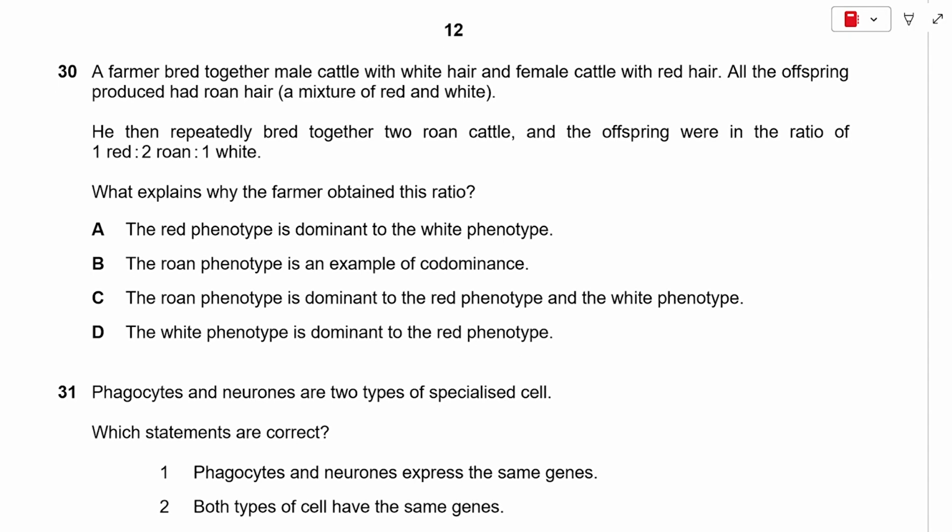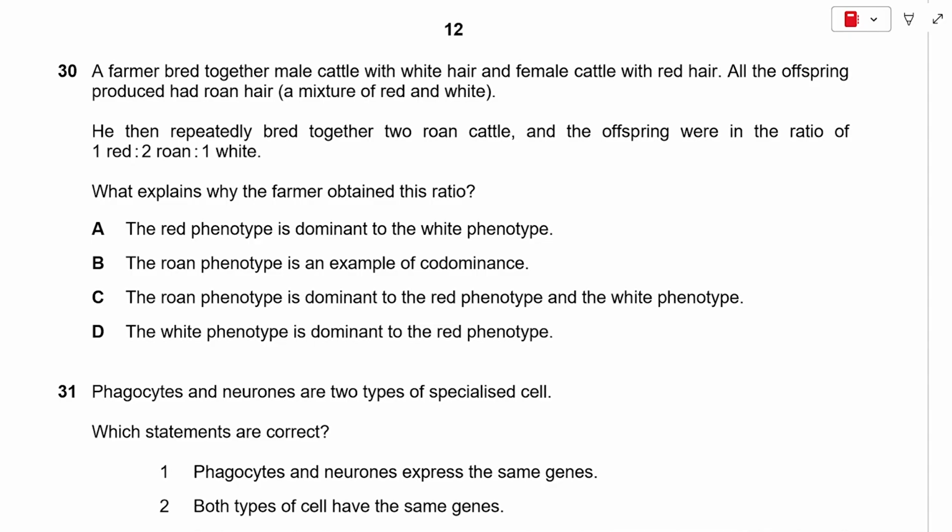Okay, the red phenotype is dominant, white phenotype. The round phenotype is an example of codominance. The round phenotype is dominant, and the red and white phenotype, no, it cannot be dominant over them. Red and white would not be seen. The white phenotype is dominant over red and white.